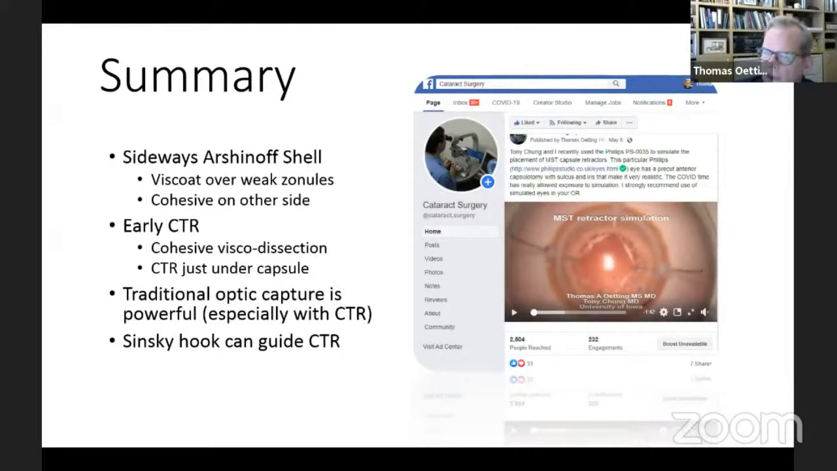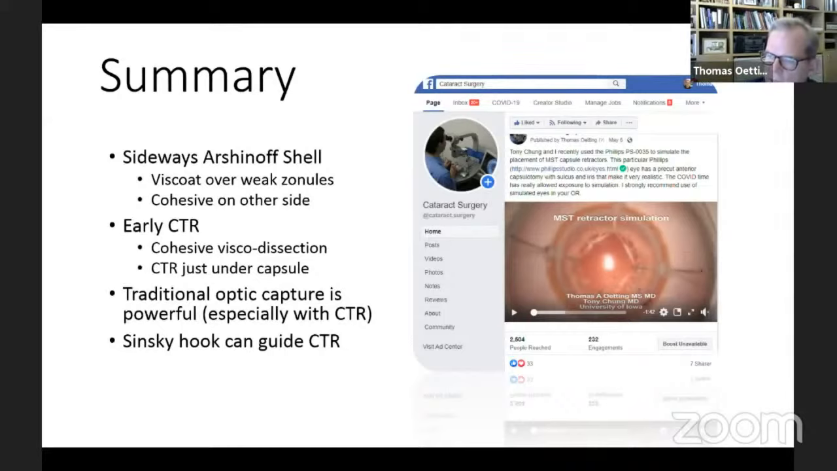More and more, I've found myself going to an earlier placement of a capsular tension ring. And in order to do that safely, you want to make sure that you don't trap cortical material when you place the capsular tension ring. And so I like to use cohesive viscodissection, place cohesive viscoelastic just under the anterior capsule, before you place the capsular tension ring, which goes just under the capsule, of course.